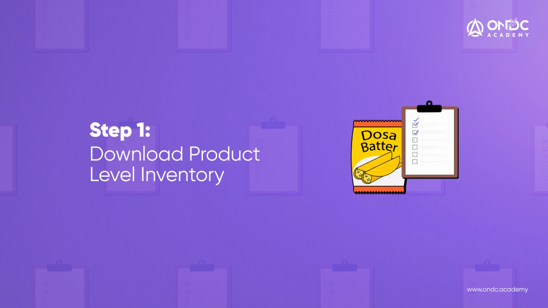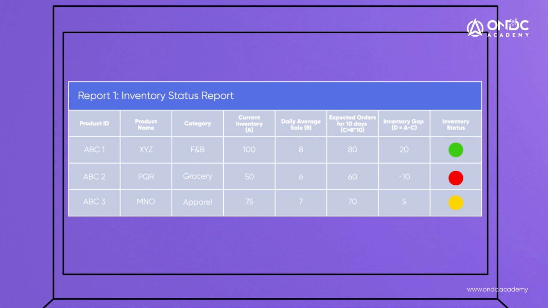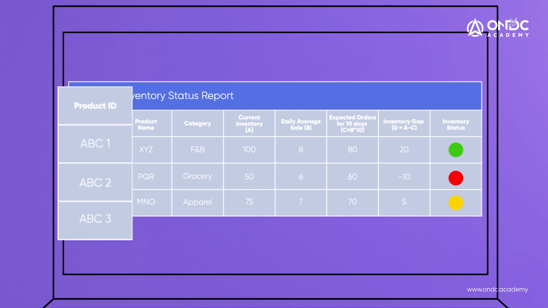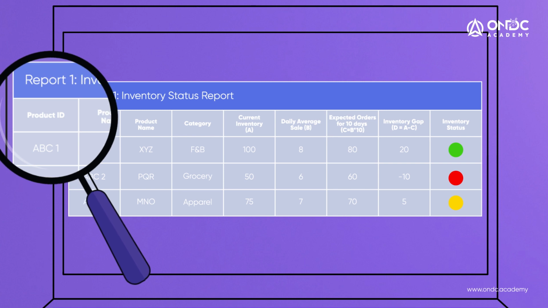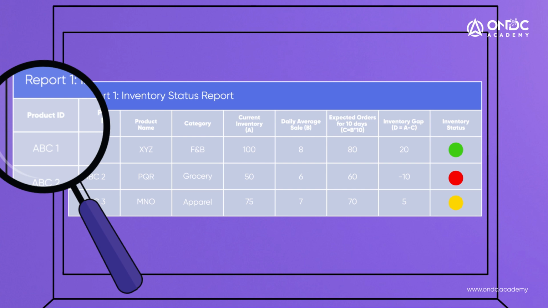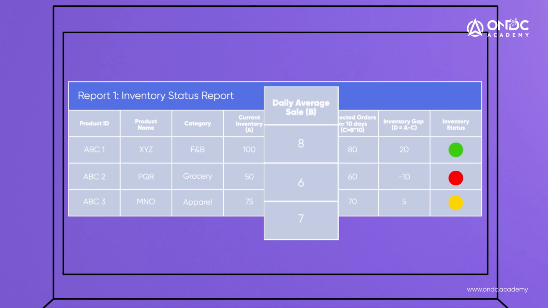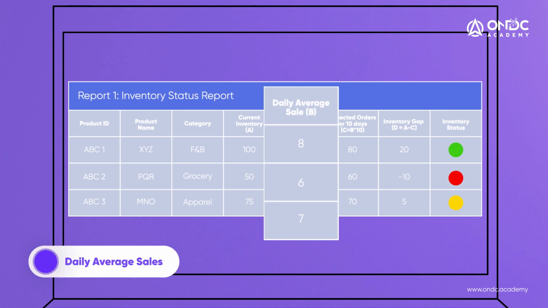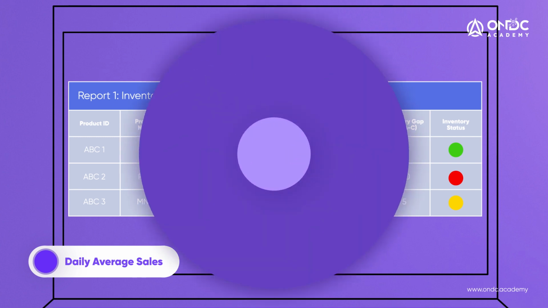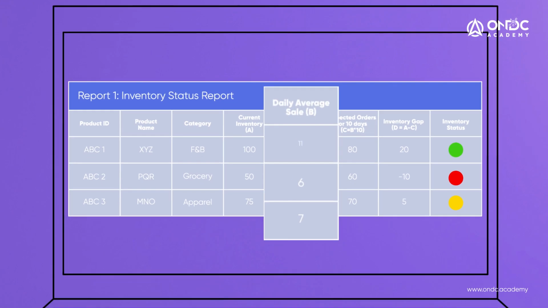Step 1. Download the product level inventory from the seller panel. The first column will show the current inventory against each product ID. Then check the number in the current inventory column against each product ID. Also, please make sure that the seller updates the correct inventory through the seller panel. Step 2. In this column, you can see the daily average sales for each of the seller's stocked items. This column is created by calculating daily average sales for the previous 10 days.